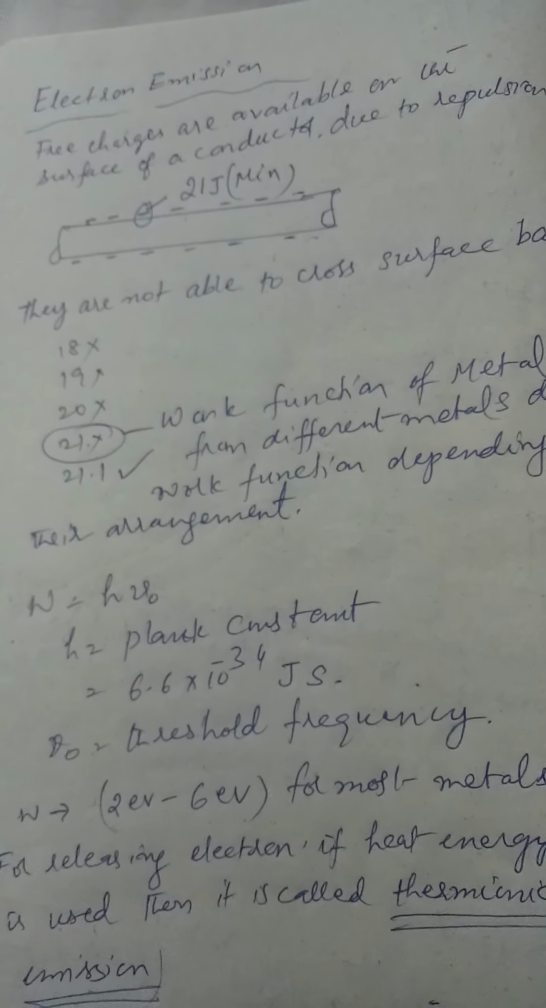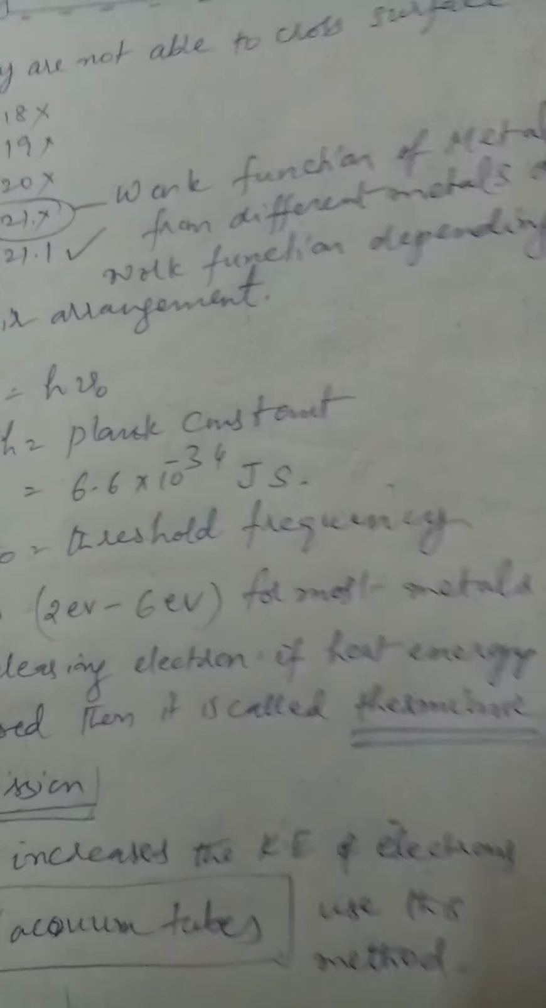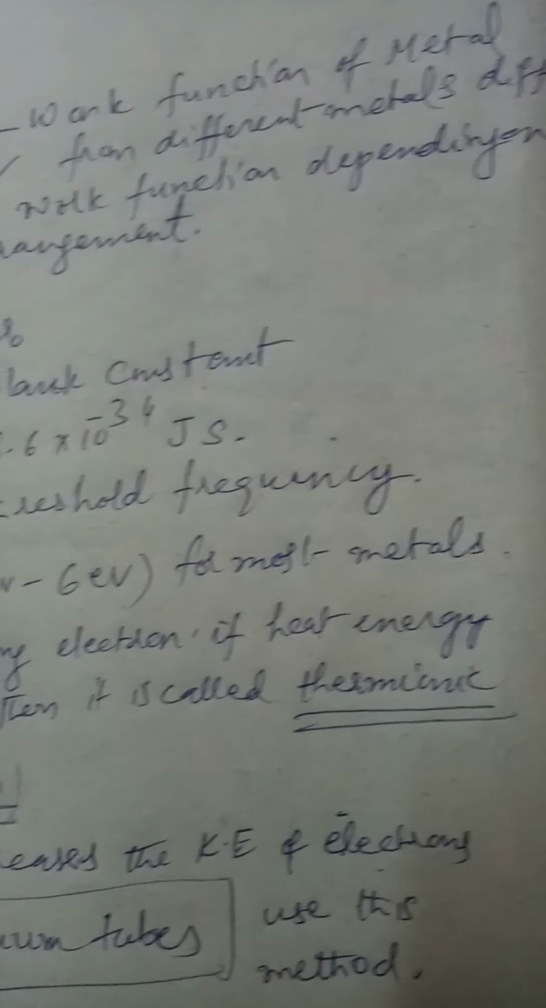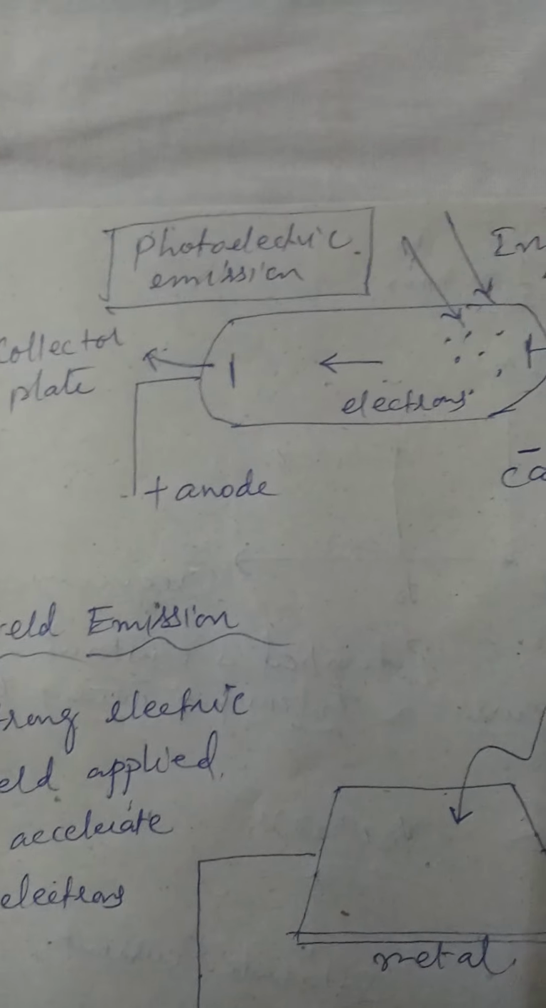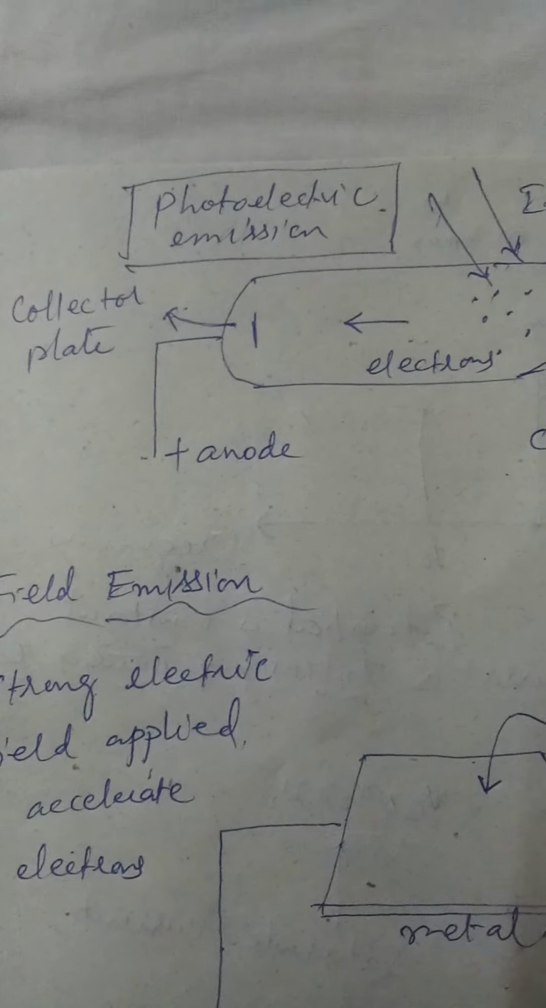In some of the cases it is used. One example is vacuum tubes. Vacuum tubes extensively used the process of thermionic emission. Now let us move on to the next type of emission, which is called photoelectric emission.